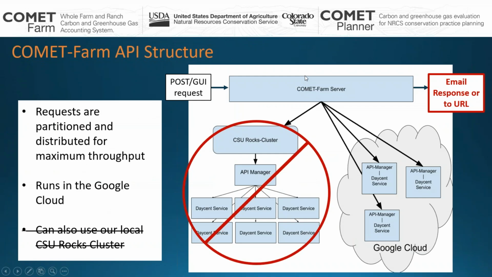The API structure has simplified somewhat. We previously had a single COMET-Farm server that would accept web requests, model run requests, and we would send it to the Google Cloud, or we would send it to what we called our ROX cluster. This was internal. We've shut down that ROX cluster for outside use, and we're directing all of our model run requests to a set of API services in the Google Cloud. We feel like we can serve the user base better by doing that.